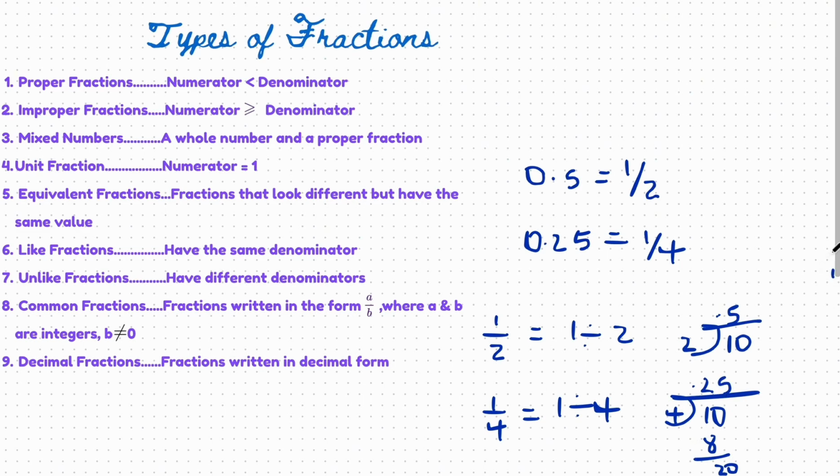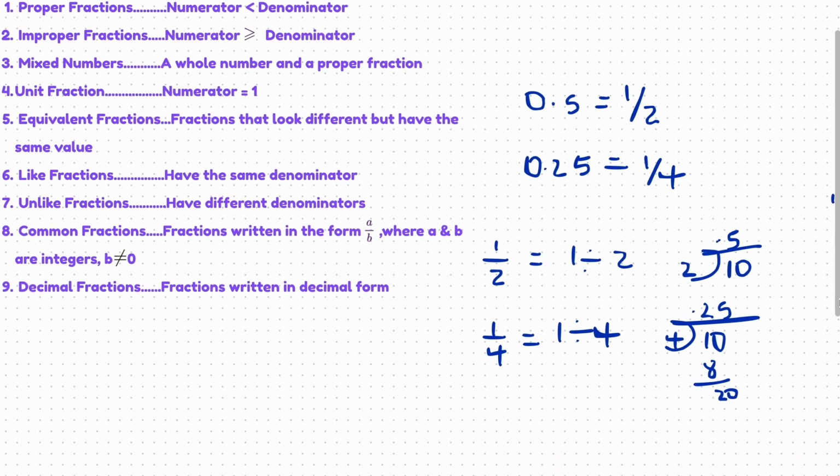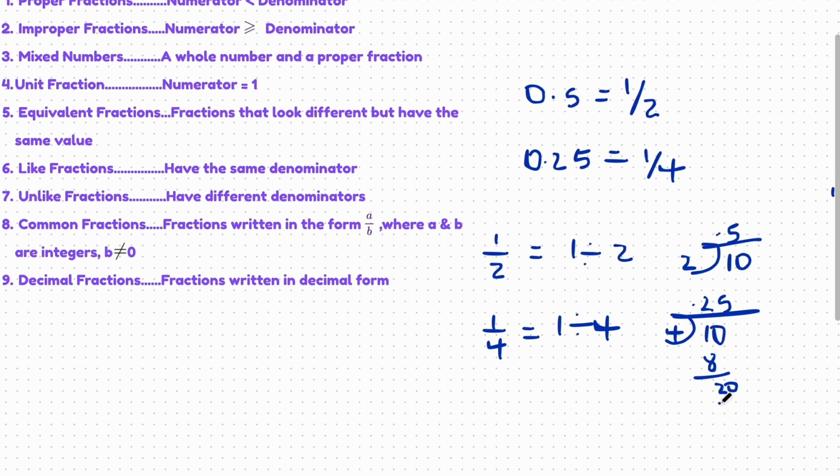So we're doing long division right here. 4 5's 20. 20 minus 20, 0. And that's how we get our 0.25. So these are our different types of fractions.